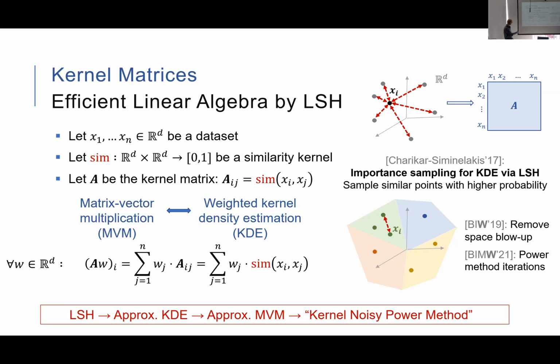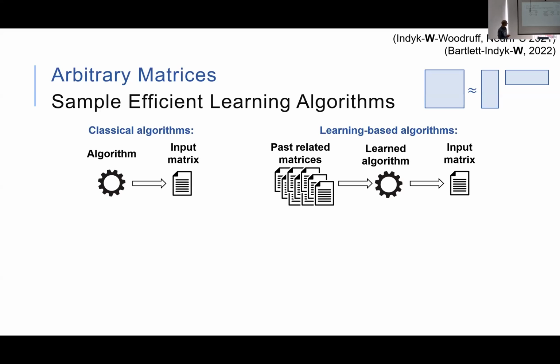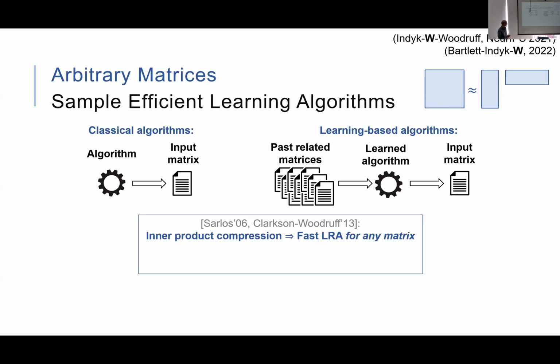And this is the overview of the algorithm: using LSH you can get an approximation of the KDE, which is the similarities, which is equivalent, as written here, to approximate matrix multiplication. And then if you iterate it, you get some version of the power method that you can analyze to get this result. These arbitrary matrices I'm not going to get into. This also turns out to boil down to compressing Euclidean matrices, or in this case, even inner products.